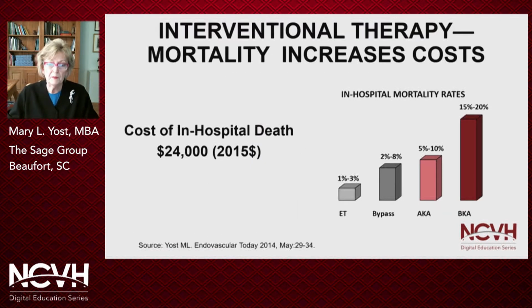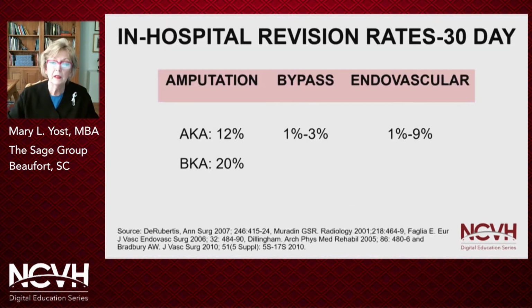With interventional therapy, mortality adds to those costs. The cost of an in-hospital death in general is $24,000, and in-hospital mortality rates vary with the interventional procedure. They're lowest with endovascular, 1 to 3%, and highest with below-the-knee amputation, 15 to 20%. Remember, these are in-hospital mortality.